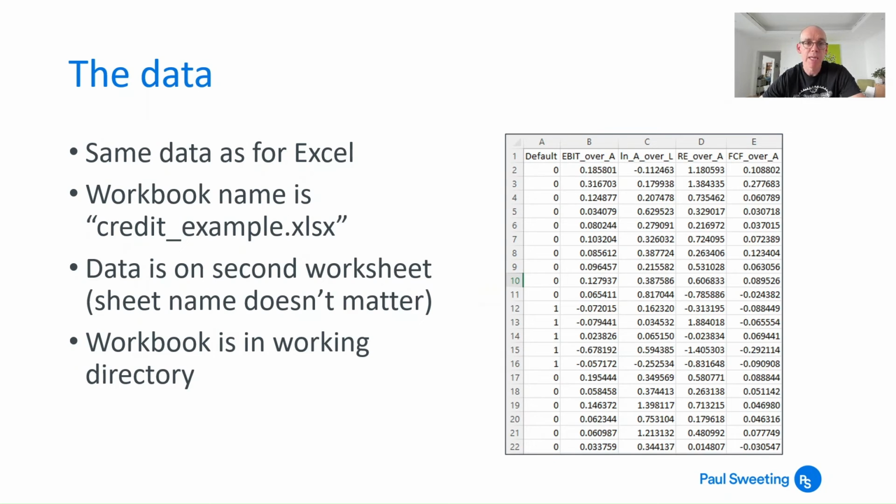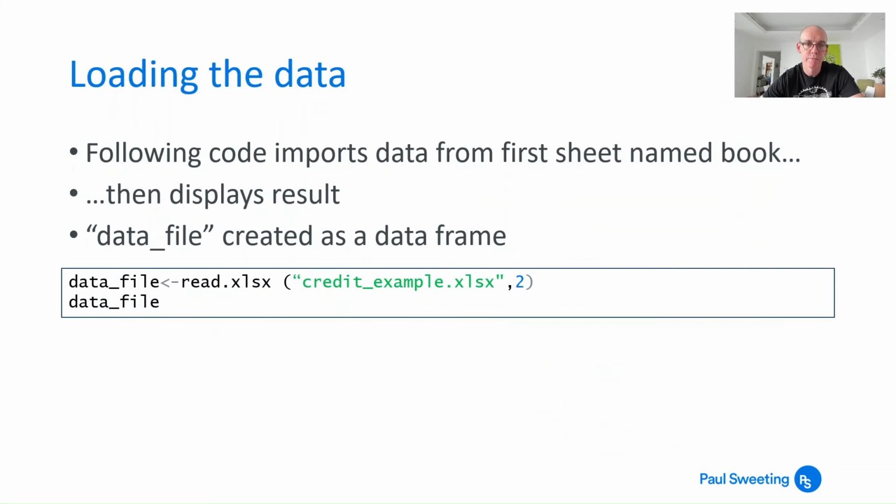I'm going to use the same data that I used in Excel. The workbook name that I had was CreditExample.xlsx. The data were on the second worksheet. The sheet name doesn't matter, it's just knowing where it is, and it's the second one. And I put the workbook in the working directory, so we're all set. Then you just need to run this code here. What it does is it imports the second sheet from the named workbook and puts it into something called a data frame. And the data frame is called datafile. Then the second line just displays the data file.